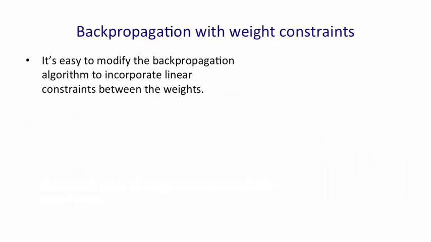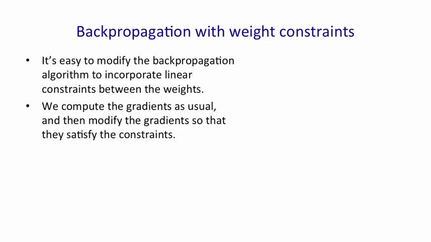Replicated features fit in nicely with backpropagation. That is, it's easy to learn them using backpropagation. In fact, it's easy to modify the backpropagation algorithm to incorporate any kind of linear constraint between the weights. So what we do is we compute the gradients as usual, but then we modify the gradients so that if the weights satisfied the linear constraint before the weight update, they'll also satisfy the linear constraint after the weight update.